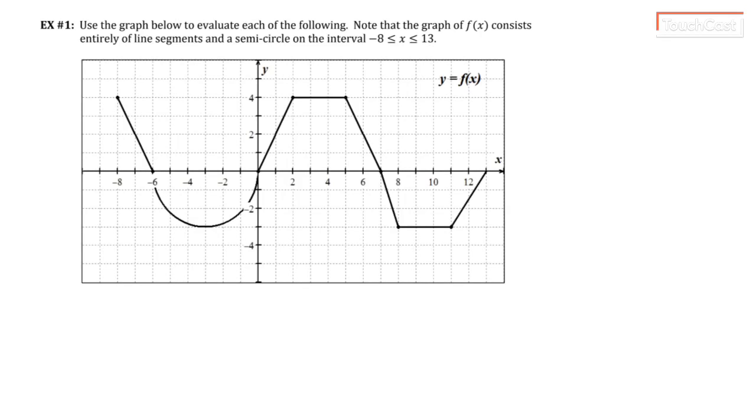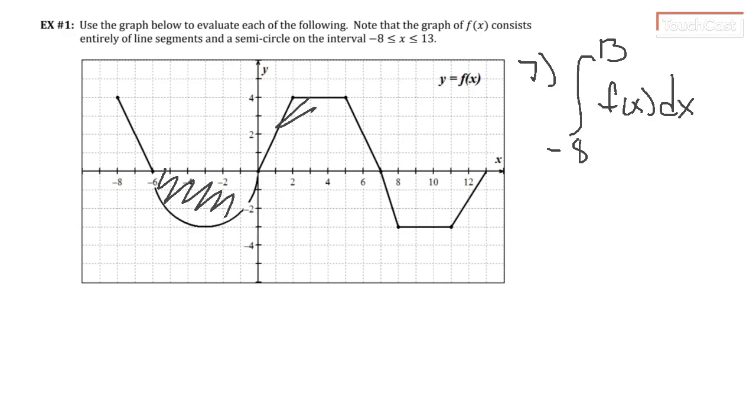Let's just do a couple more of these, like question 7 or part 7. We're going to find the integral from negative 8 to 13, so the total area of our function with respect to x. So we've got a few different shapes here. We've already found the area of the circle and the two trapezoids, but there is here another shape. We've got a triangle. And as a reminder, area of a triangle is base times height divided by 2. So we're going to first find the area of the triangle.